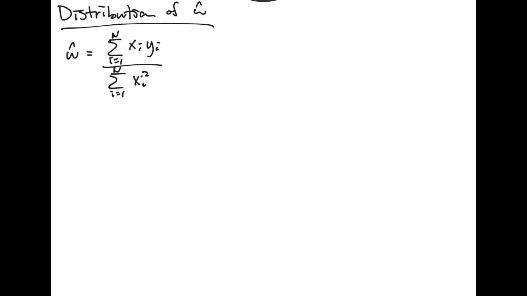We're going to plug in our expression for y sub i. So what we can do is plug in our model assumption for y sub i, which we have assumed to be true. So we'll say it equals the sum over i of x sub i times (w x sub i plus epsilon sub i), over the sum over i of x sub i squared.